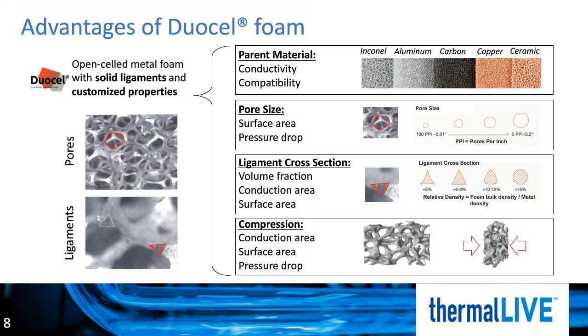Meanwhile, as the metal volume fraction, or relative density, increases, the ligament cross-section changes from triangular to circular. This increases both the conduction area and surface area in a way that is completely independent from the pore size. Last but not least, and unlike hollow ligament metal foams, Duocell can be compressed by a factor of 6 or more without fracturing the ligaments. This makes it a practical way to drastically increase the surface area and increase effective thermal conductivity in a given volume.